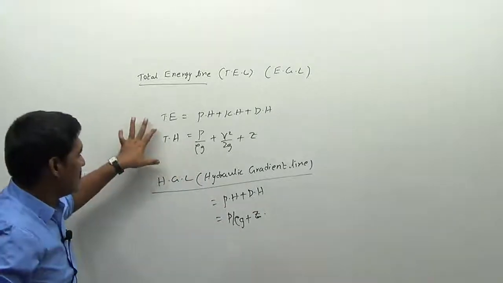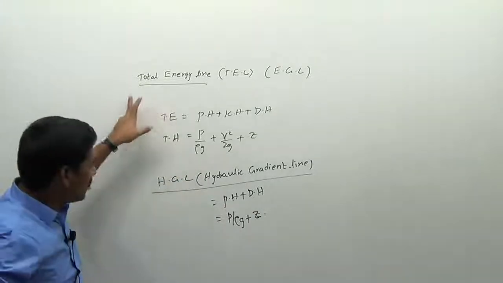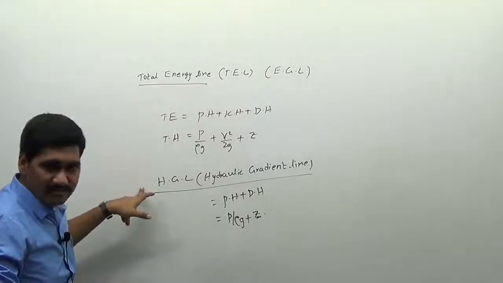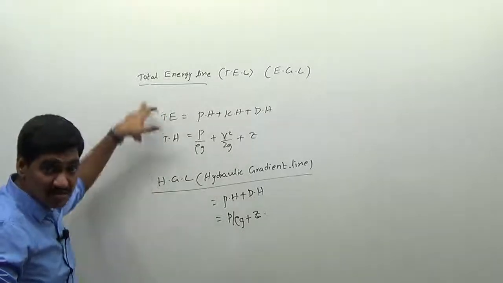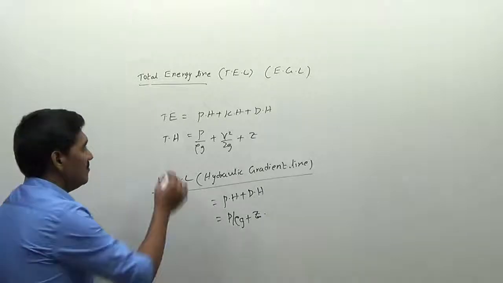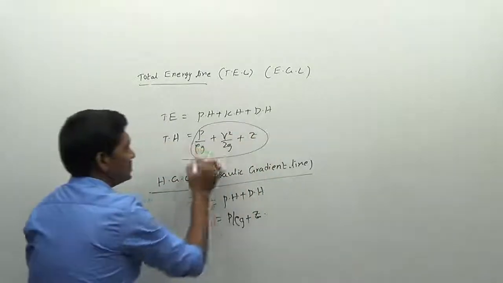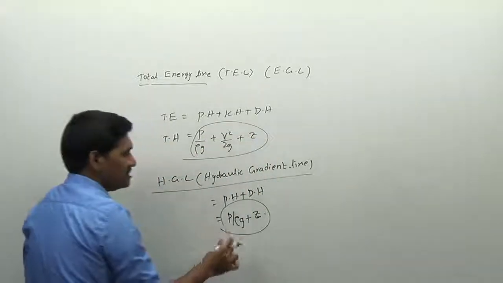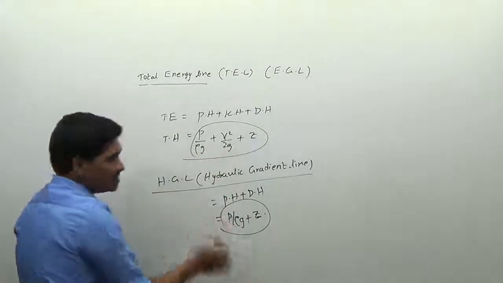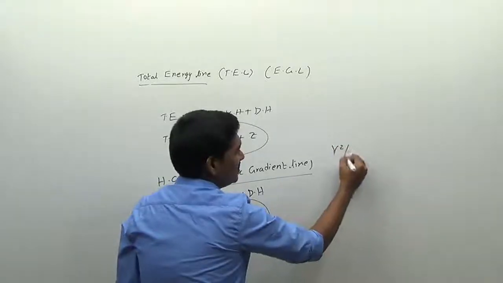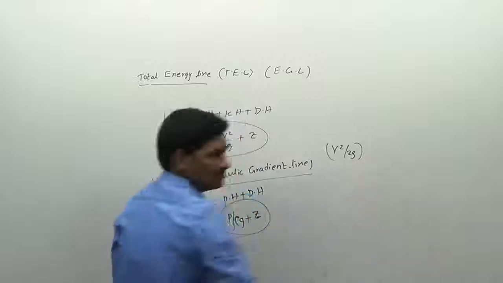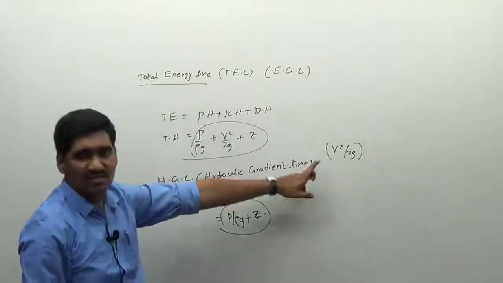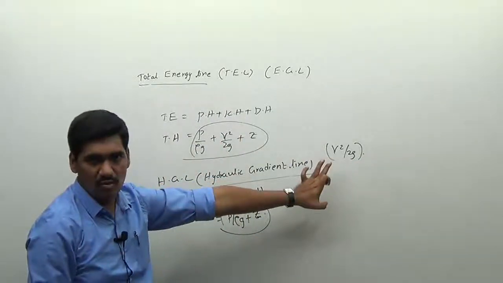We can say one thing: what is the difference between the total energy line and the hydraulic gradient line? If you observe, in this one we have three heads in total. In this one we have only two heads. If you subtract these two, what is the head we are left with? It is the value V square by 2g. V square by 2g is the value which is left over.